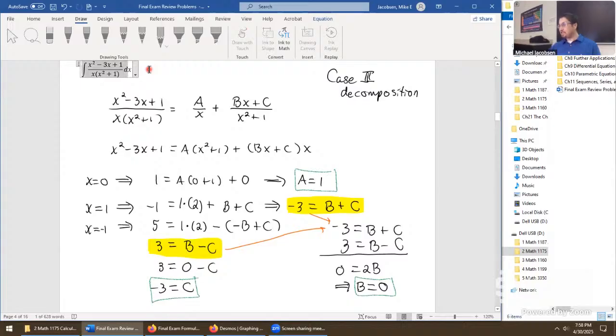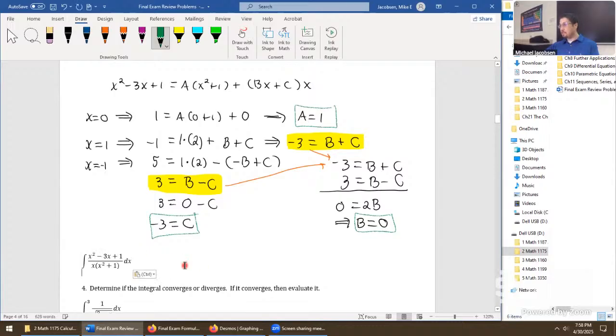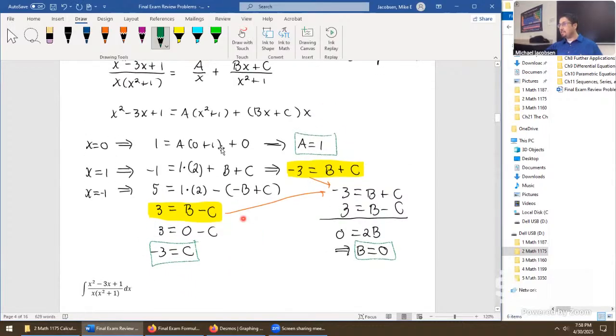So we can now take this original integral from the very beginning. Let's bring it down here. It's equal to a over x plus bx plus c over x squared plus 1. And now it rewrites as a is 1 right here. So 1 over x in the first spot. B has been annihilated. It's set to 0. And c is negative 3. So let's go negative 3 over x squared plus 1 dx.